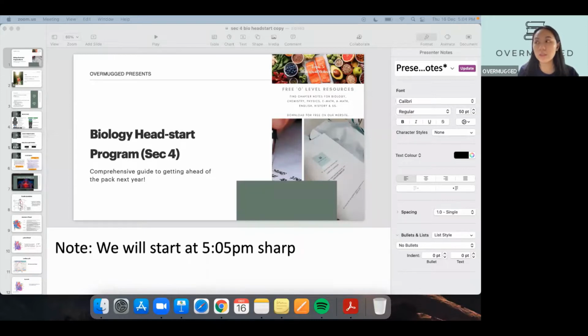We're doing transport and human, not the whole thing. The point of the Head Start program is not really a revision session. If it's revision, we would say biology revision program. The Head Start program is really about what you should be looking out for next year. You guys are going to Sec 4. You are more familiar than the Sec 3s about what's going on.